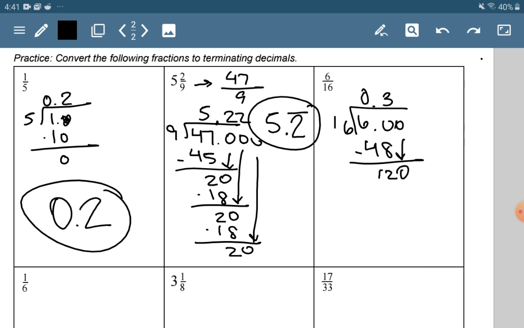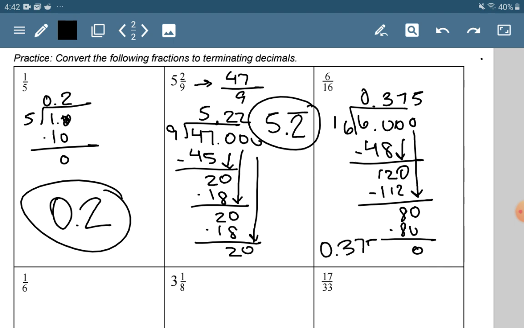Again, I could count up by 15s or count up by 20s to get an idea about how many times it's going to go in. But to go into 120, it goes in 7 times with 8 left over. Since I still have a remainder and I don't have a pattern yet, I'm going to add another 0, bring it down. 16 can go into 80 exactly 5 times with nothing left over. 0 for my remainder, nothing else to bring down. That means I'm done. My answer to this problem is 0.375. It's a terminating decimal on this one.